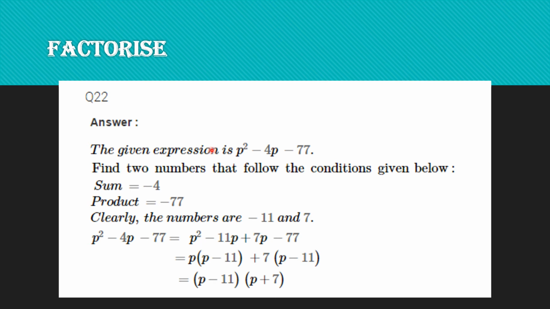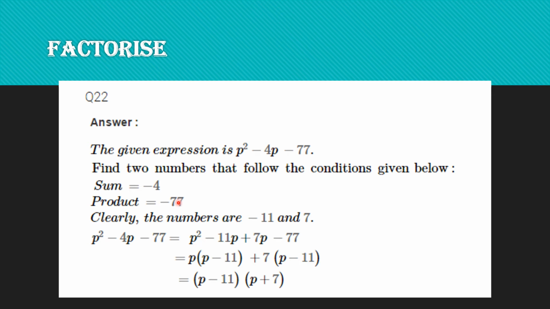Factorize the given expression p squared minus 4p minus 77. Find two numbers that follow the conditions: the sum has to be minus 4 and the product has to be minus 77. What are the two numbers? The sum has to be minus and the product has to be minus. That means if you find a number, if any one of the numbers is minus, the product will be minus. If both the numbers are minus, minus into minus becomes plus. So any one of the numbers should be minus.